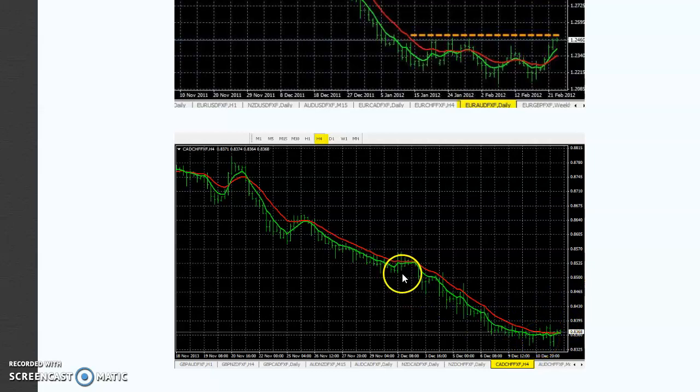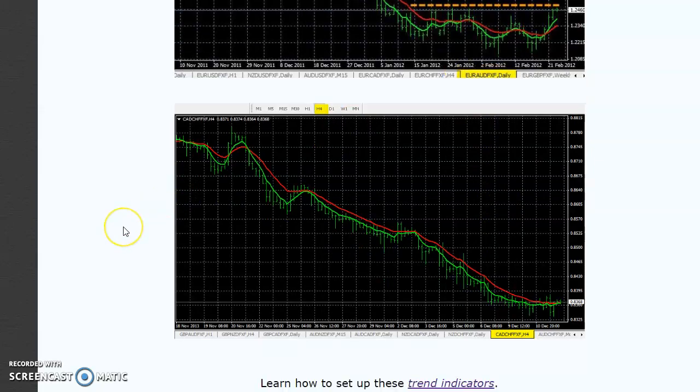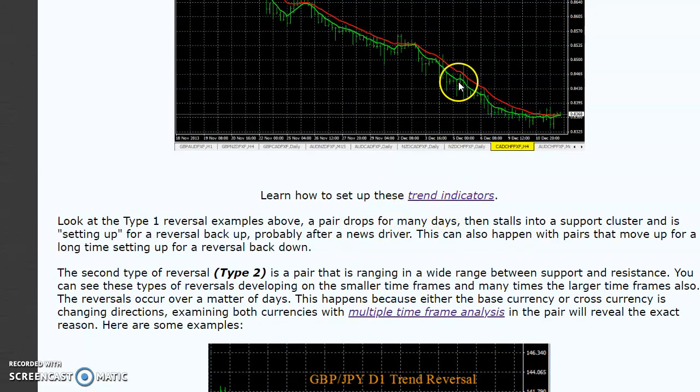So when a currency pair comes down and it reverses, it's usually driven by news. So this is the Canadian dollar Swiss, so this might be Canadian dollar news or Swiss franc news. Just look at the news drivers on the news calendar. If you want to learn how to set up these trend indicators, you can click right here.